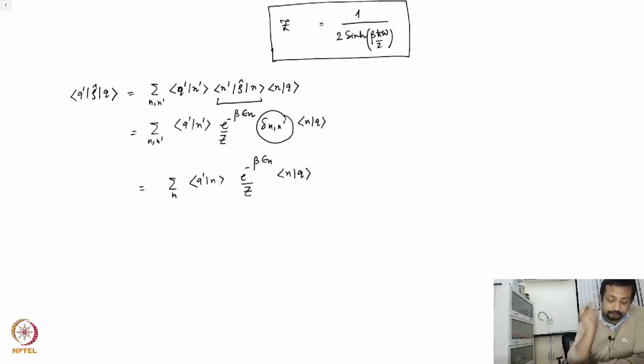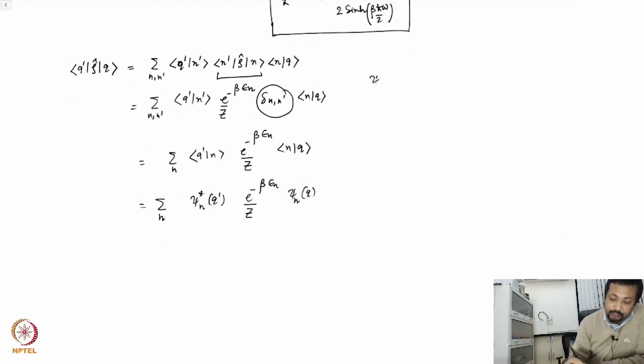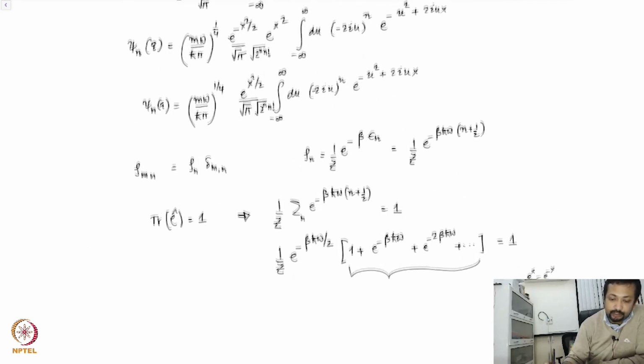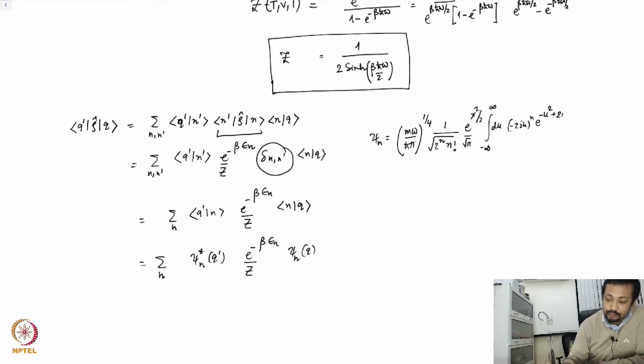Right. So this is sum over n. This quantity is psi star n of q prime, e to the power minus beta epsilon divided by z, and this quantity is psi n of q. So psi n of q, as we have seen, was m omega over h bar pi to the power 1/4, 1 over square root of 2 to the power n factorial, e to the power minus x squared by 2 over square root pi, and then I have this integral representation of the Hermite polynomial, which I use over here, minus u square plus, was there a 2 factor there? Yeah, plus twice i u x.